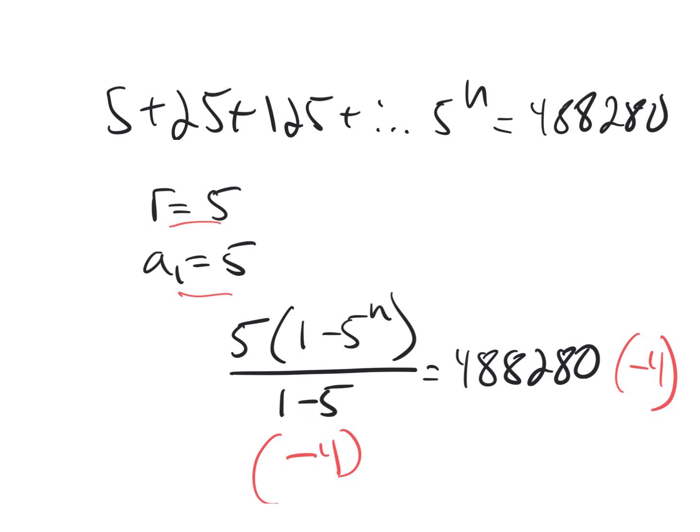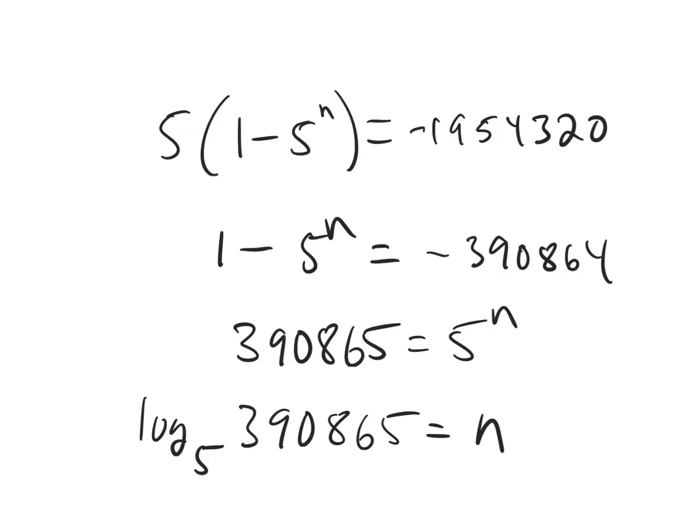I'm going to multiply both sides of this equation by negative 4 to get rid of the denominator, and then that gives me this. And then I could distribute the 5 through, but why can't I just divide by 5? And that will make it, I think, a lot easier. And then I'm going to rearrange this. I brought the 5 in over here by adding it, and then I've got to solve this exponential equation.